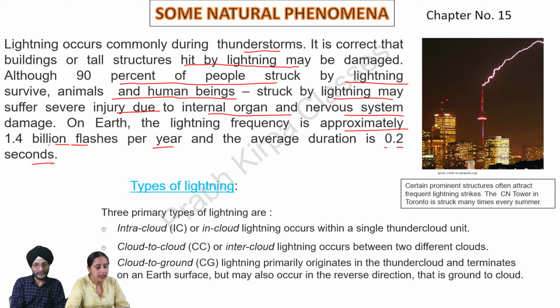seconds. Types of lightning. Three primary types of lightning are: intra-cloud or in-cloud lightning, which occurs within a single thundercloud unit; cloud-to-cloud or inter-cloud lightning, which occurs between two different clouds; and cloud-to-ground lightning, which primarily originates in the thundercloud and terminates on the earth's surface but may also occur in the reverse direction, that is, ground to cloud.